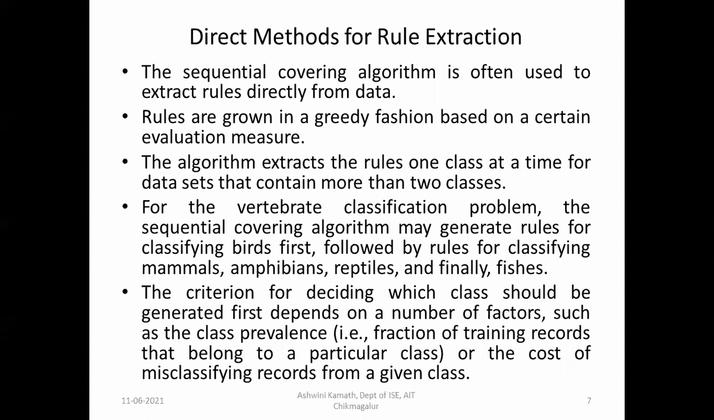For example, class prevalence means how many training records belong to this particular class, or the cost of misclassifying records. What is the cost of misclassifying a particular record from a given class? Depending on that, it will decide which rule should come first.